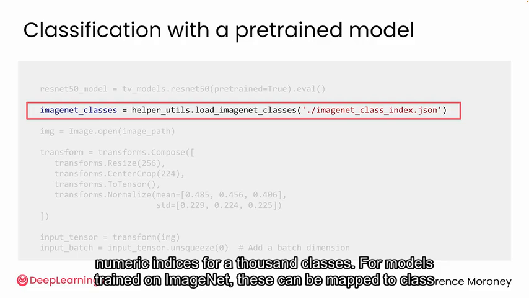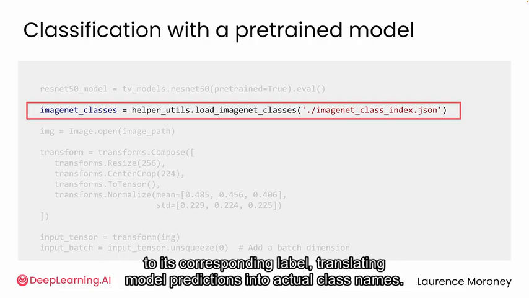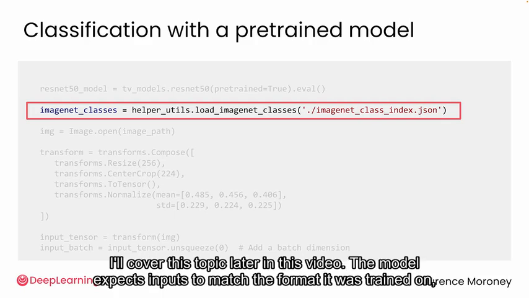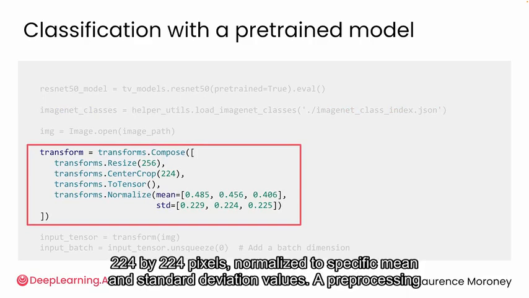For models trained on ImageNet, these can be mapped to class labels using a JSON file. By loading this file, you obtain a dictionary that maps each class index to its corresponding label, translating model predictions into actual class names. I'll cover this topic later in this video. The model expects inputs to match the format it was trained on, 224 by 224 pixels, normalized to specific mean and standard deviation values.